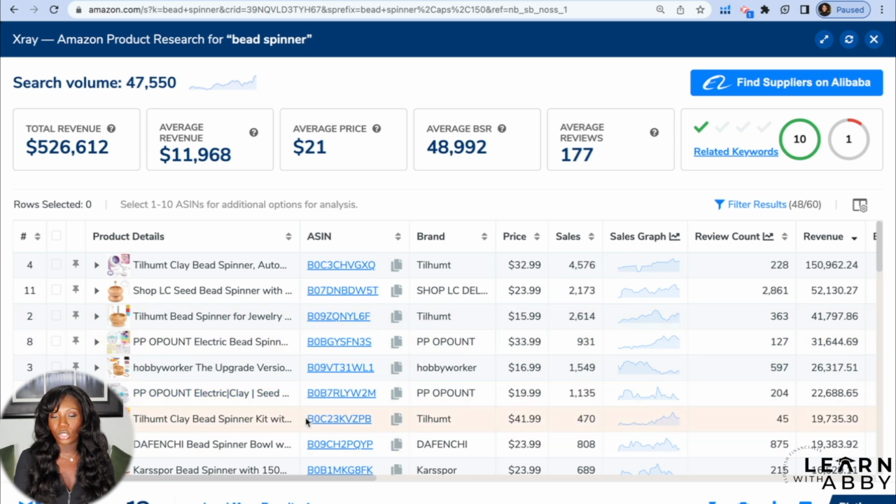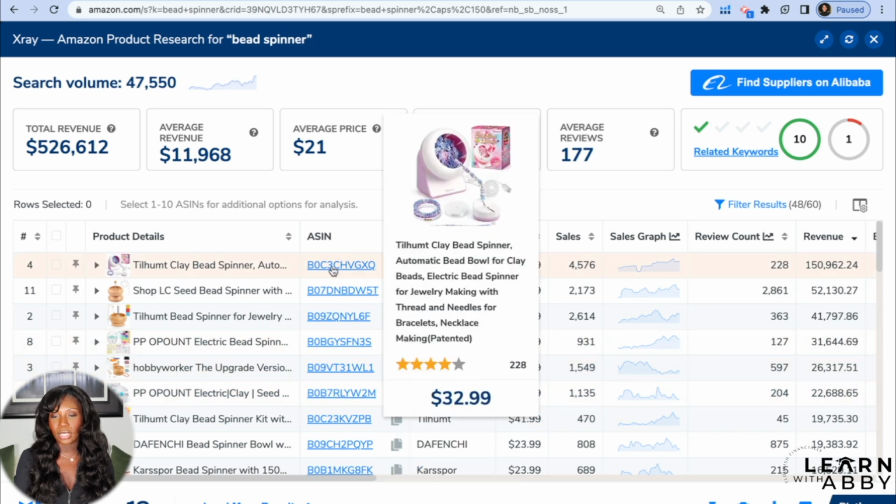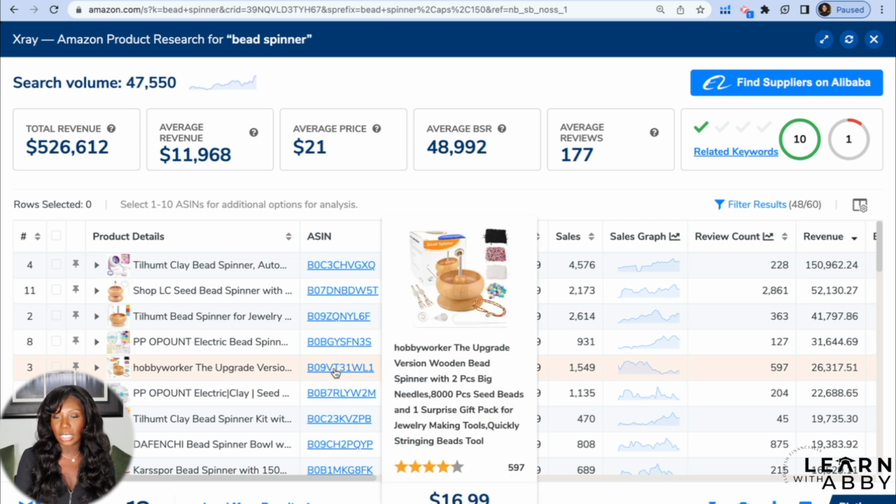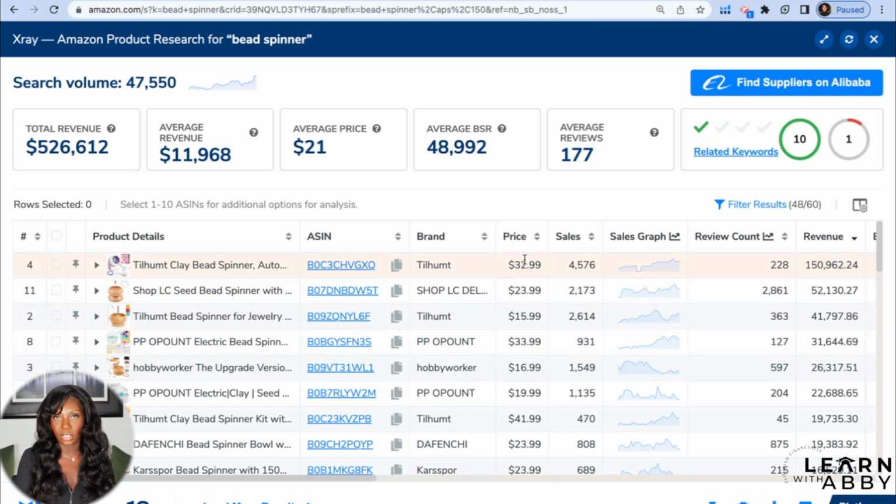So what you would want to do is see what causes a product to sell for $33 versus the ones that are selling for $17, for example. What are they offering? Are they giving you beads with the set? Are they giving you extra accessories? What is making that product worth more than the others that are lower priced?